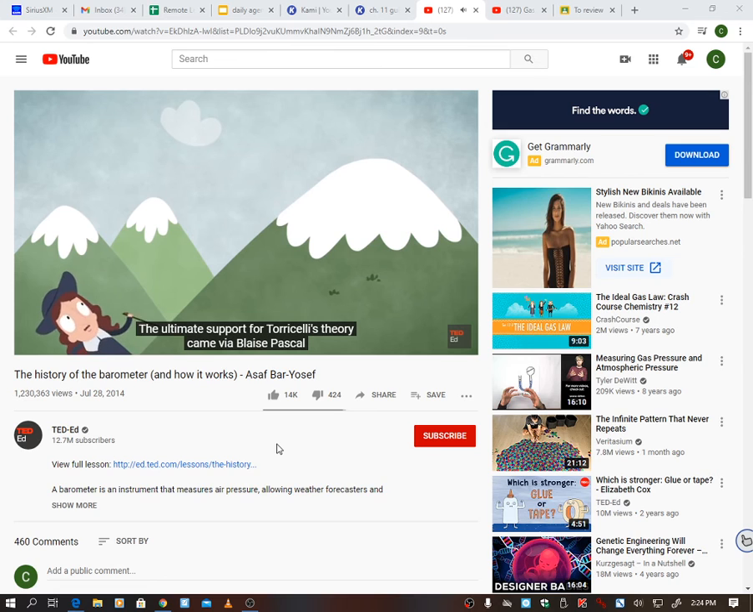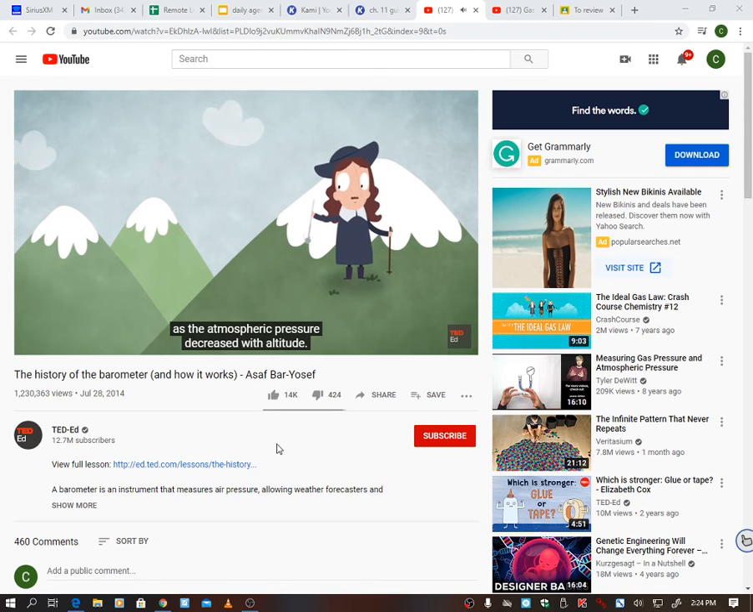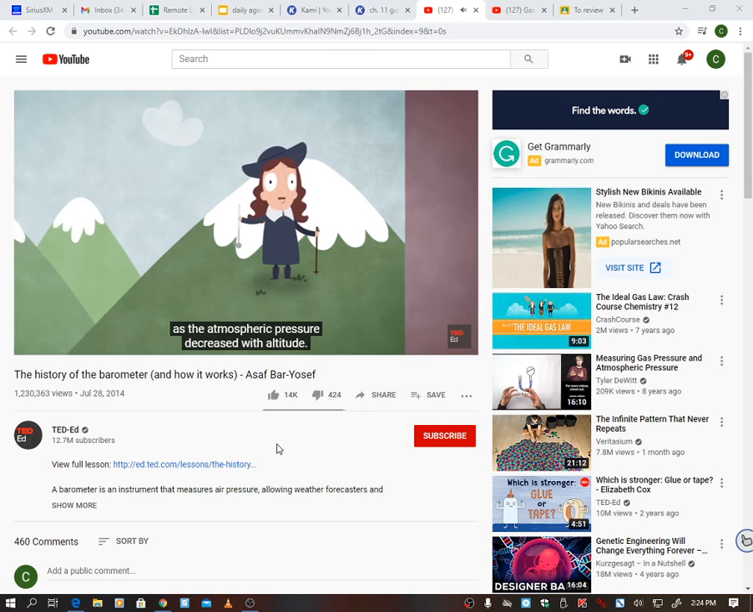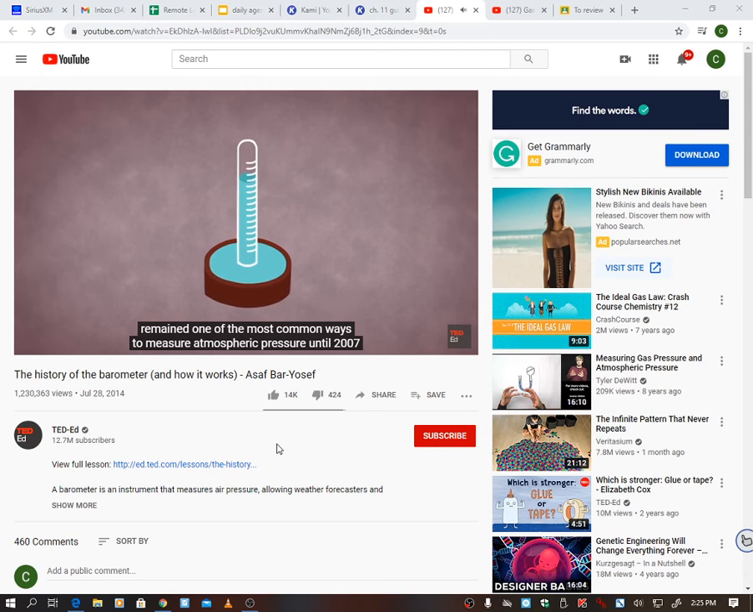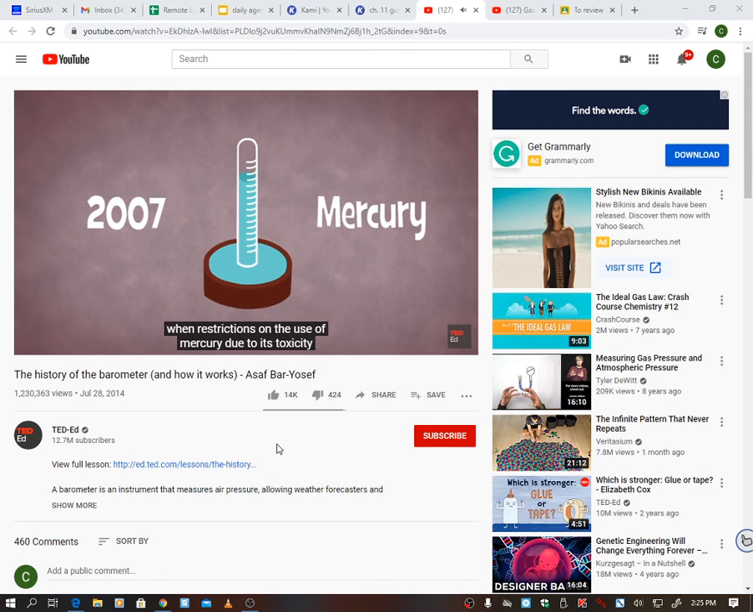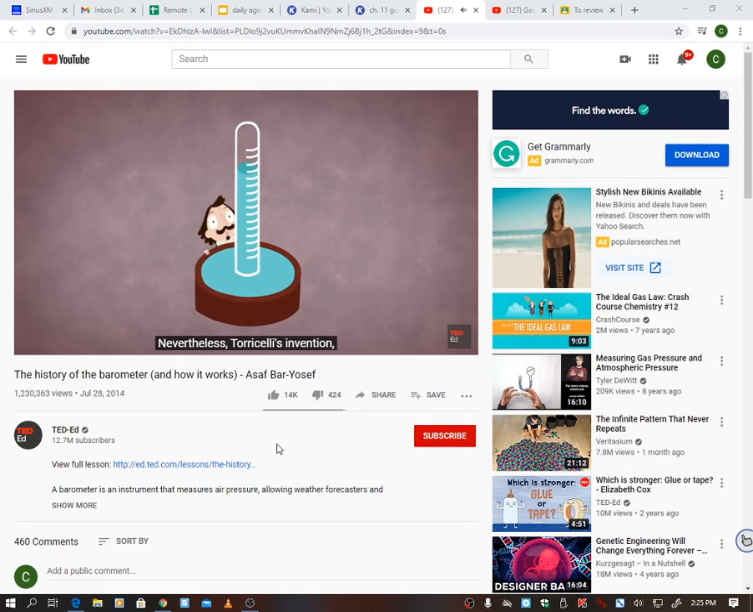The ultimate support for Torricelli's theory came via Blaise Pascal, who had such a mercury tube taken up a mountain and showed that the mercury level dropped as the atmospheric pressure decreased with altitude. Mercury barometers based on Torricelli's original model remained one of the most common ways to measure atmospheric pressure until 2007, when restrictions on the use of mercury due to its toxicity led to them no longer being produced in Europe. Nevertheless, Torricelli's invention, born of the willingness to question long-accepted dogmas about vacuums and the weight of air, is an outstanding example of how thinking outside of the box, or the tube, can have a heavy impact.